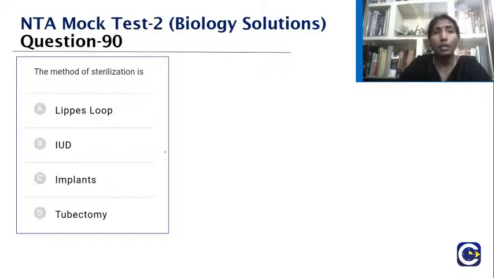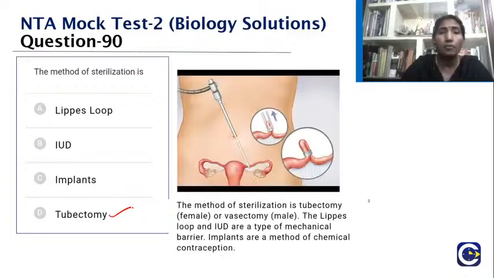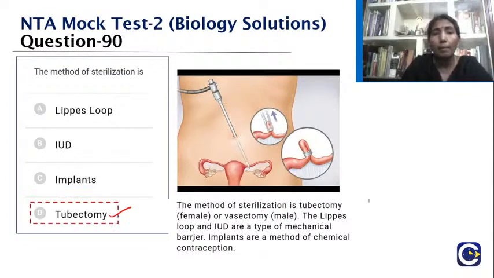But what about sterilization? The best is the tubectomy. In males we have vasectomy, in females we have tubectomy. Yes, you are all right children, very good, Tasmim and Neelambari, excellent. So the others are all mechanical barriers. They will not allow fertilization.